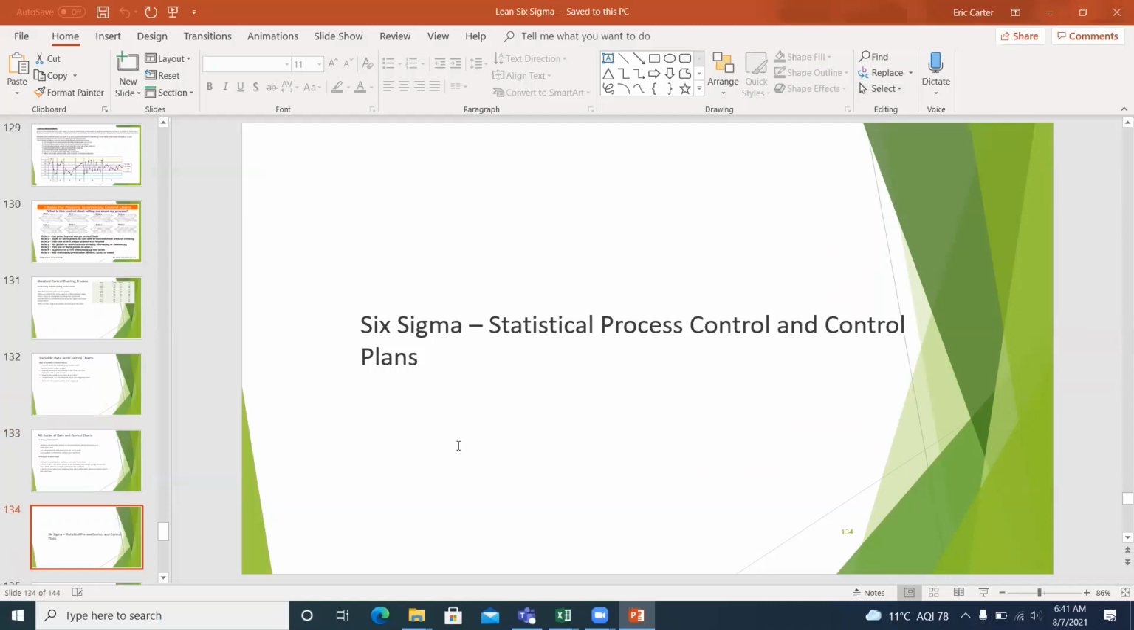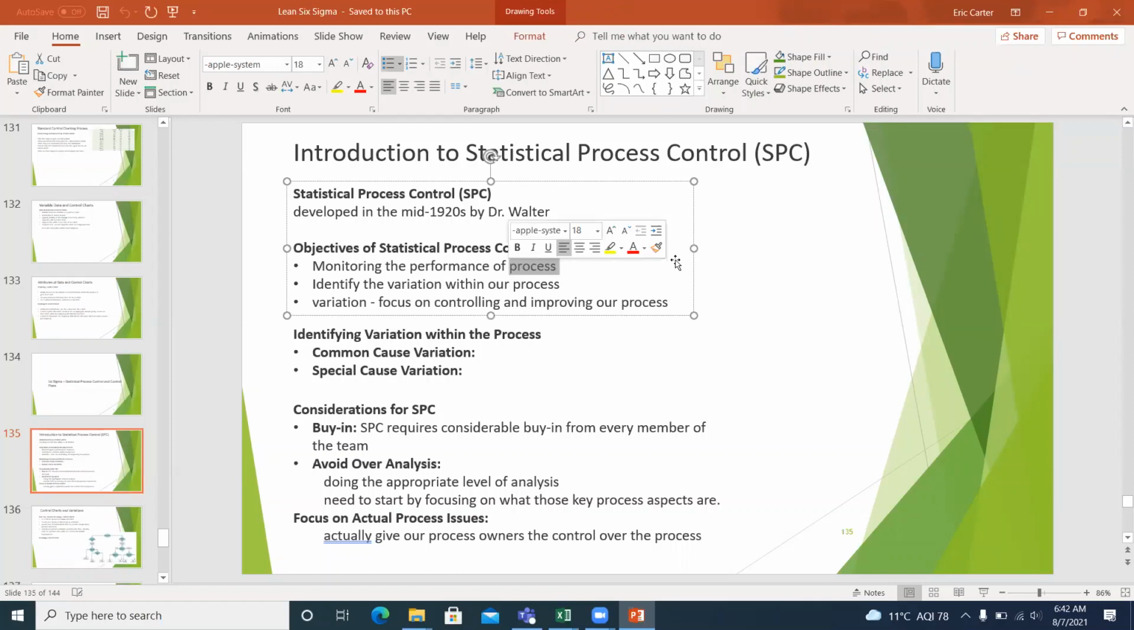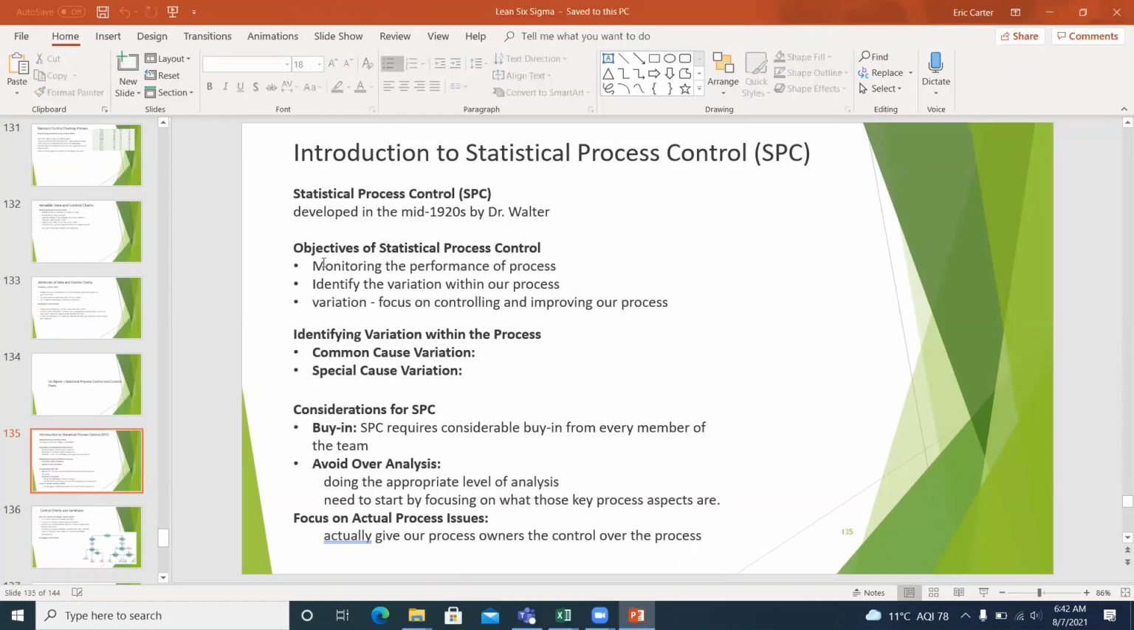This also talks about the statistical process control and the control plans. See, this was introduced by Dr. Walter in the year of 1920, the statistical process control chart. What is the objective of SPC? It's mainly monitoring the performance of the process. Whatever process you want to monitor, you can use this SPC chart. It's not only for one particular process. Anything you want to monitor, definitely you can do it.